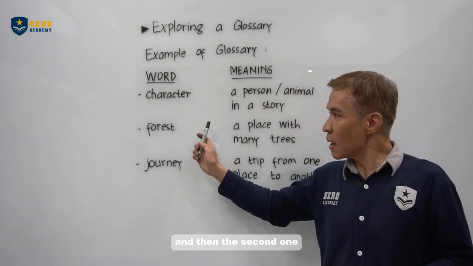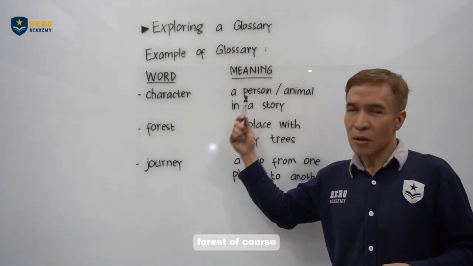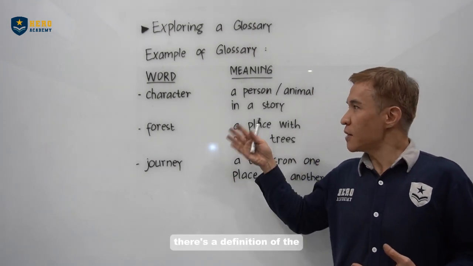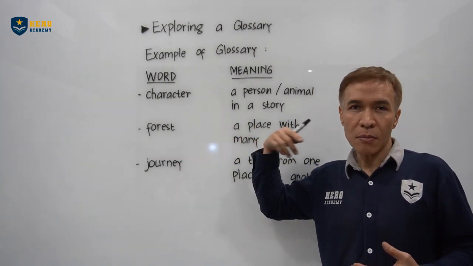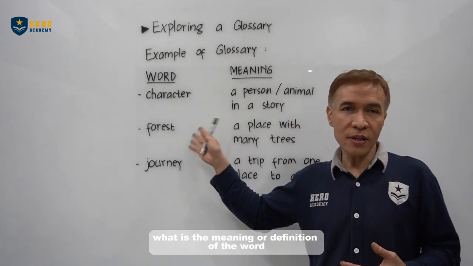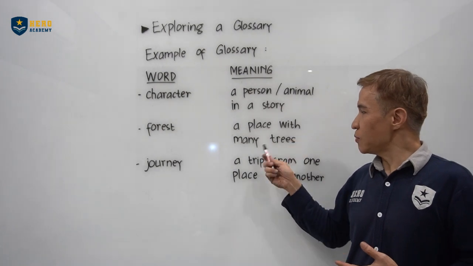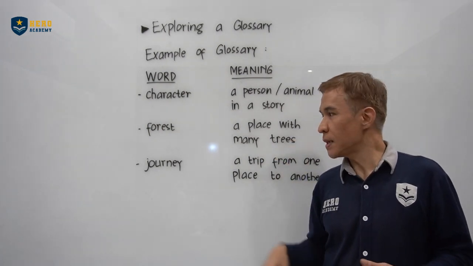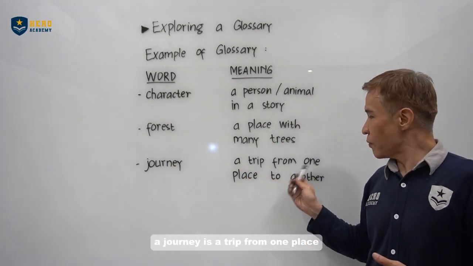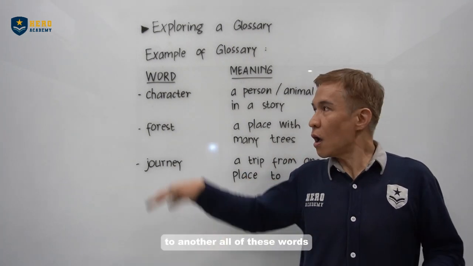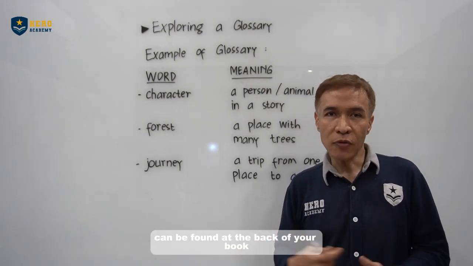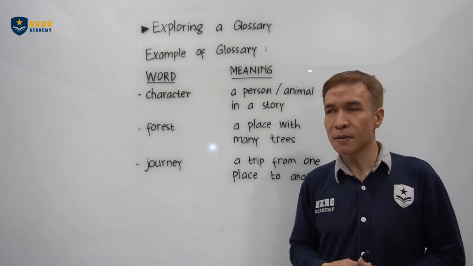And then the second one, forest. Of course, you know the word forest, right? But there's a definition of the word to explain clearly what the meaning is. So it's a place with many trees, for example. And then the third word is journey. A journey is a trip from one place to another. All of these words, for example, can be found at the back of your book in a glossary part.